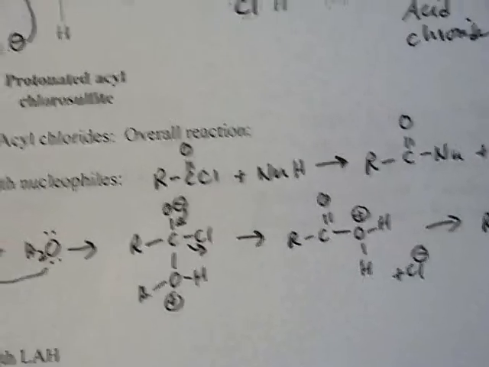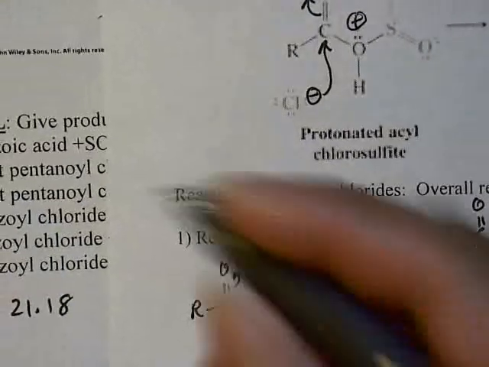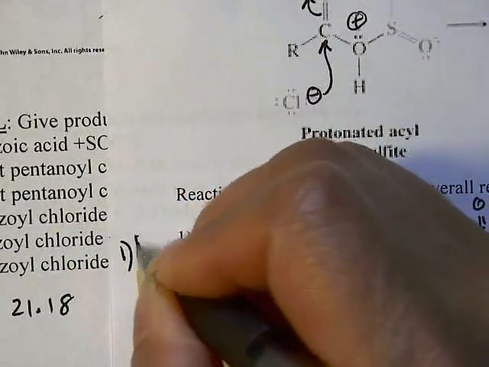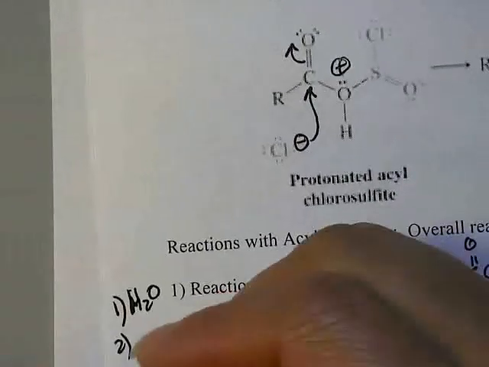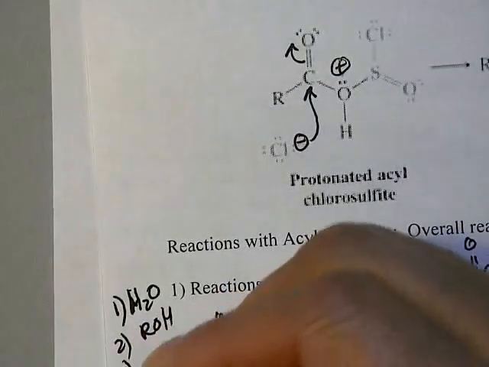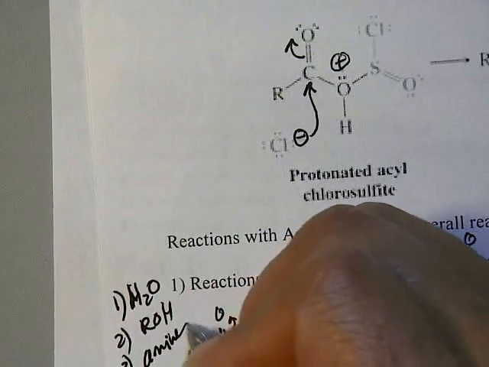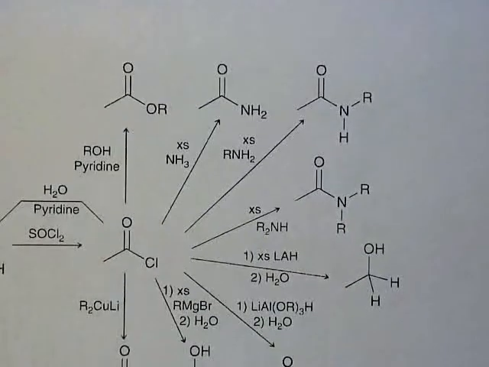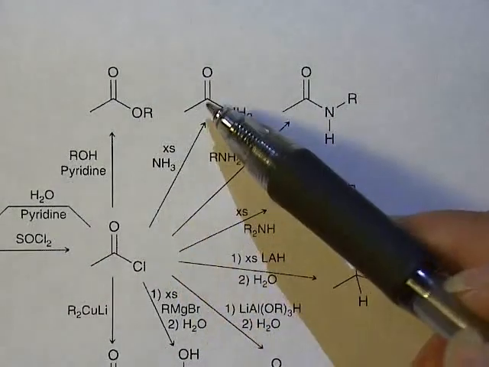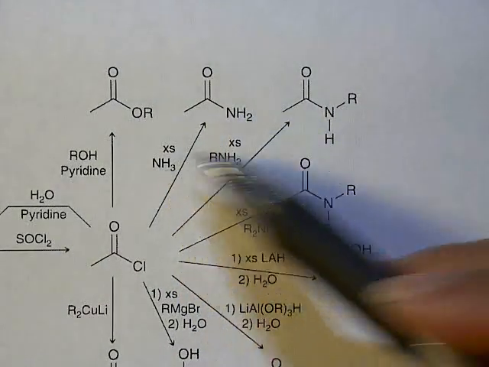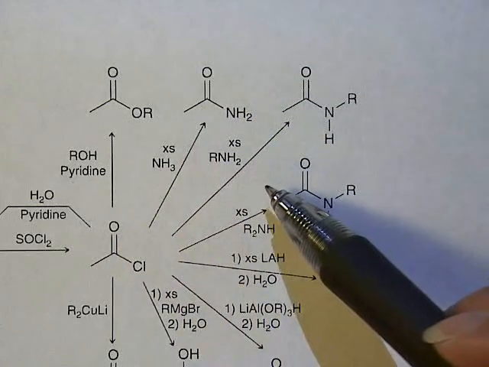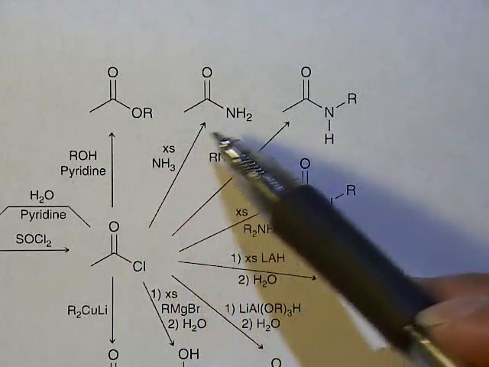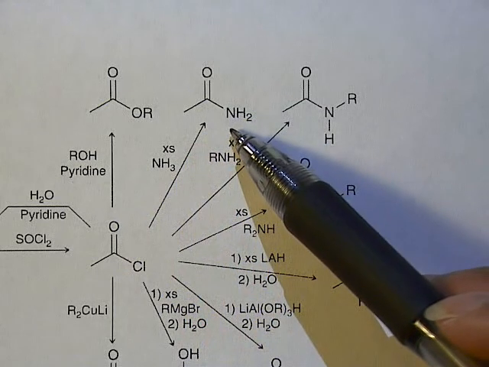So I'm not going to go over all the nucleophiles, but you're going to have nucleophile with water, you have nucleophile with alcohol, you have nucleophiles with amines. Those are the nucleophiles that you're going to be responsible for. So notice here you have ammonia, primary amine, secondary amine. So all these three are doing the same thing. Basically, the nitrogen source is replacing the Cl.